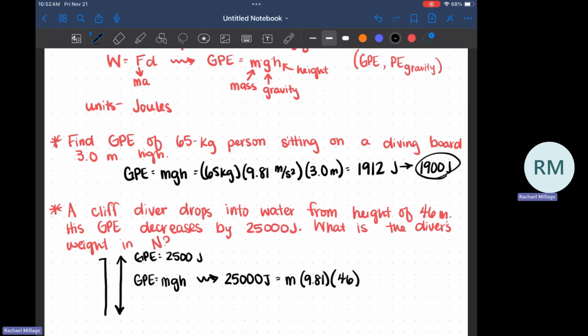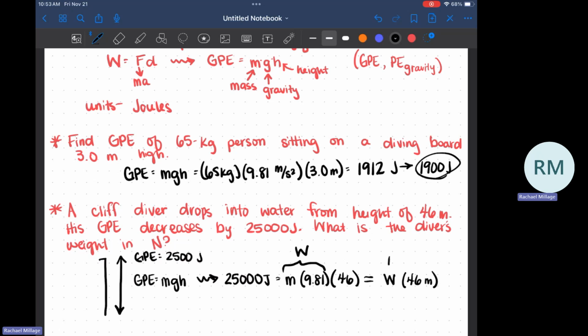We've done a lot of this. How do we find something's weight? We multiply its mass times what? Yes, mass times gravity. So mass times gravity is going to be weight, right? So do we even have to use this 9.81? No. We could say that our 25,000 joules is equal to the weight times 46 meters.